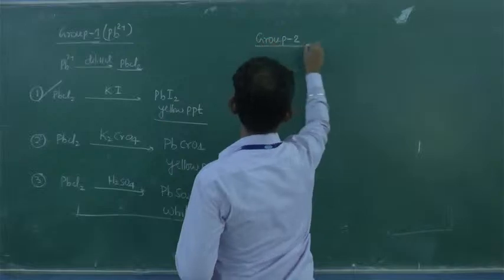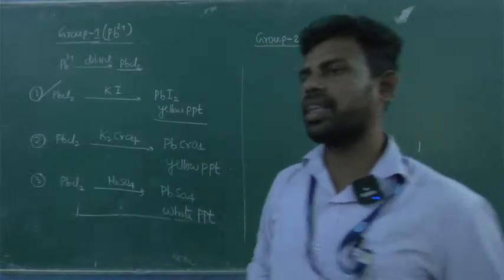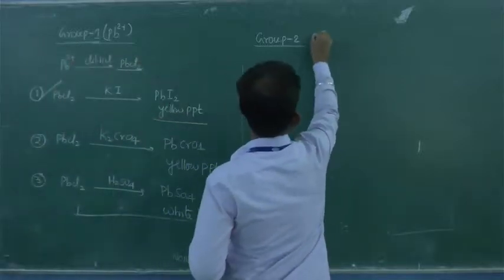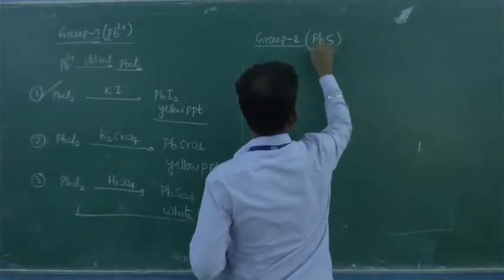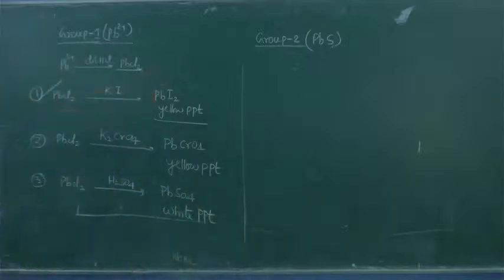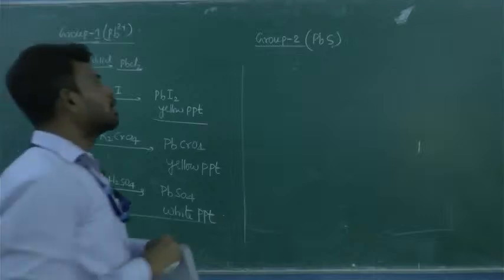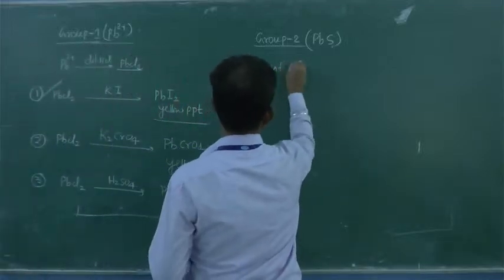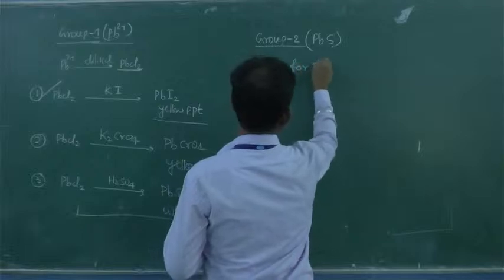Group 2. In group 2, lead will precipitate in the form of sulfide. Lead sulfide. Please note this: that one is chloride, this one is sulfide. Lead sulfide precipitates. Is it clear? This is the test for lead 2+.